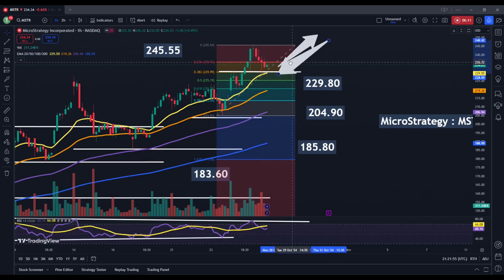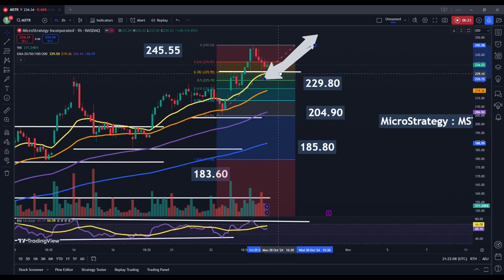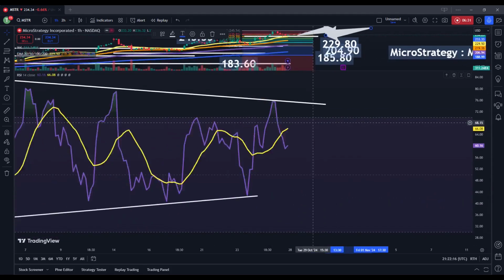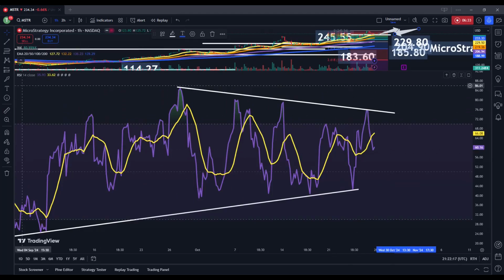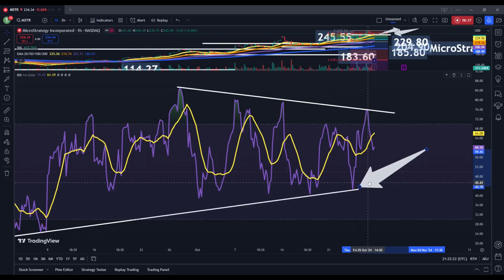But it should be noted that if we do break below here, that would mean that now two different major support levels have been broken in the process. That's that 38.2% Fibonacci retracement and that 20-hour exponential moving average. So that would start to set things on a course here for share prices to start to move lower. If that were to happen, at the very least, I would expect this indicator reading here in the relative strength index to probably test this downtrend line again.